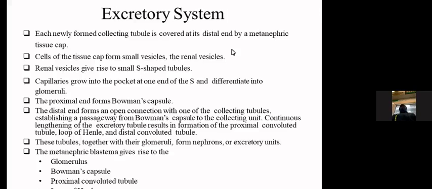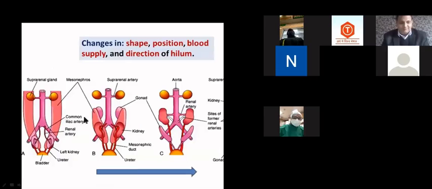Position, blood supply, and direction of the hilum. What are the changes in shape of the kidney? Initially, the infantile kidney is lobulated in appearance, and later the lobulations disappear. It acquires the adult form, that is the smooth curvature of the kidney, with the growing tubules and the surrounding mesenchyme. As we have already seen, there won't be any further increase in the number of nephrons. The number of nephrons is fixed at birth.